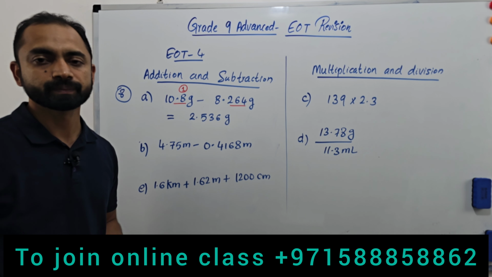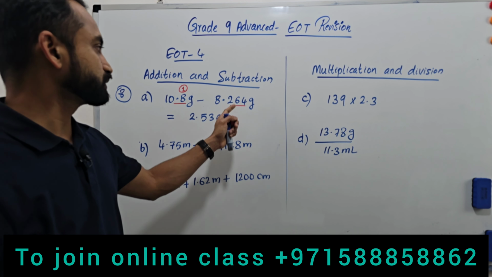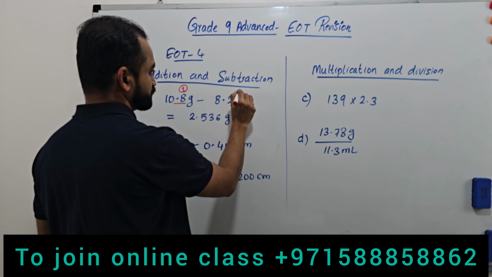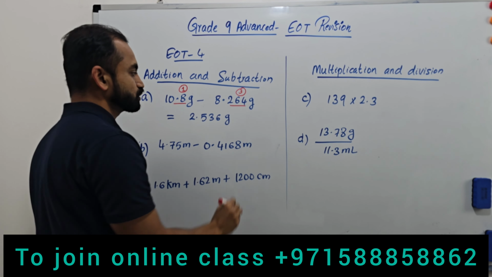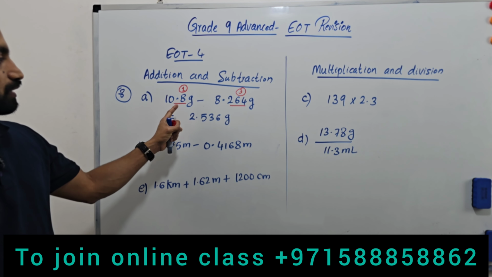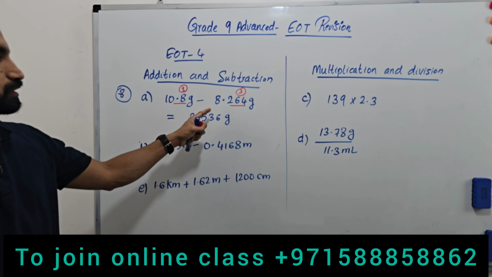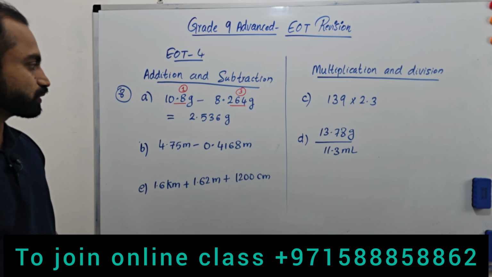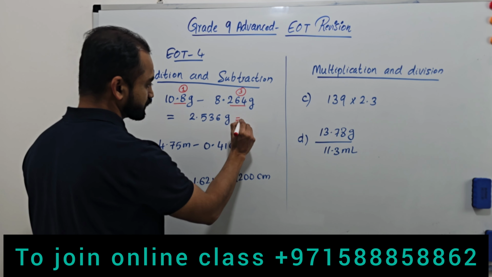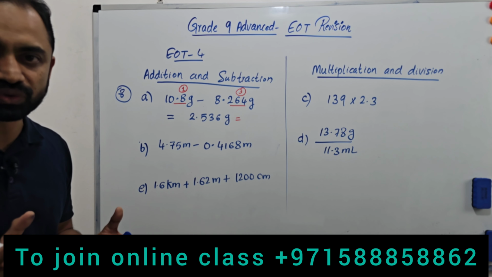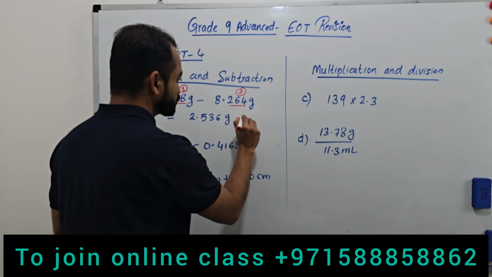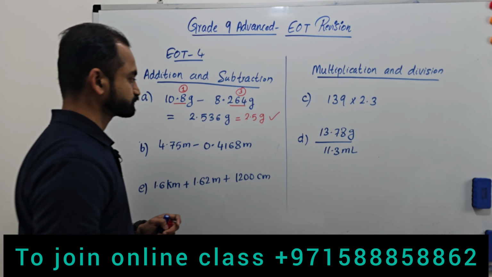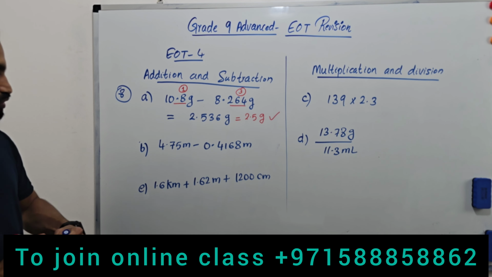Hello, can you hear me? Yes. How many decimal places? It's 3. So when we write the answer, it should be written in how many decimal places, 3 or 1? 1 decimal place. So we should round our answer to 1 decimal place. So it will be 2.5 gram, right? Yes. The next question, B.